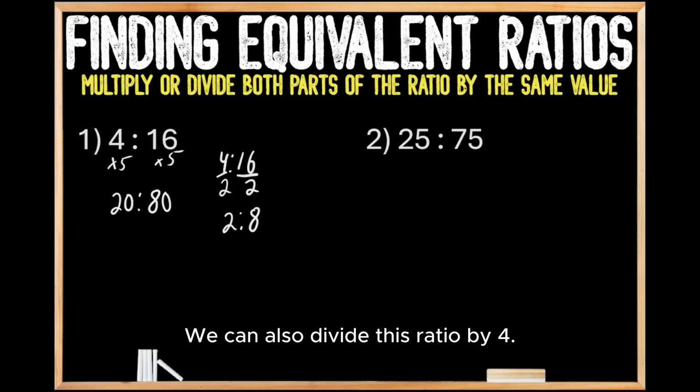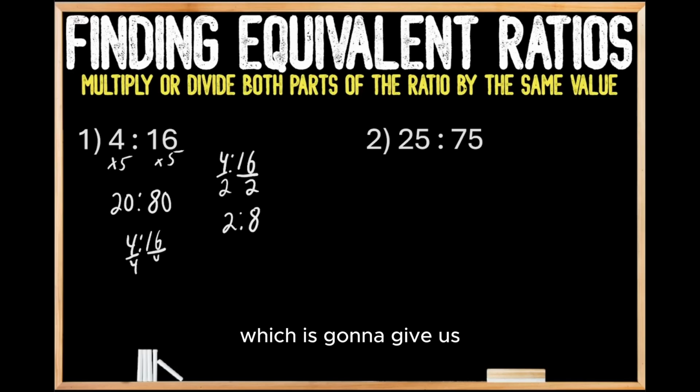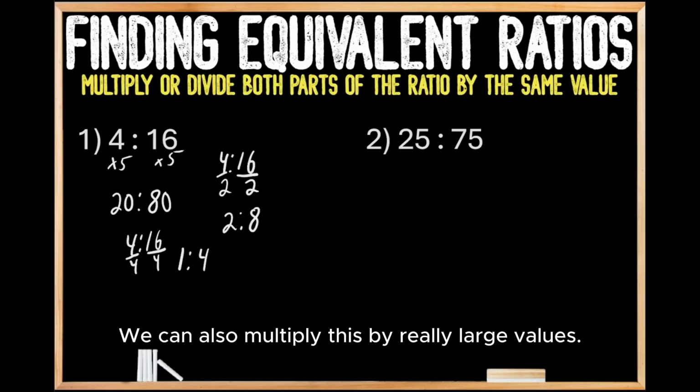We could also divide this ratio by 4. So we have 4 to 16, and we're going to divide both parts by 4, which is going to give us 1, because 4 divided by 4 gives us 1. And then our second part here, 16 divided by 4, gives us 4, for the equivalent ratio of 1 to 4.